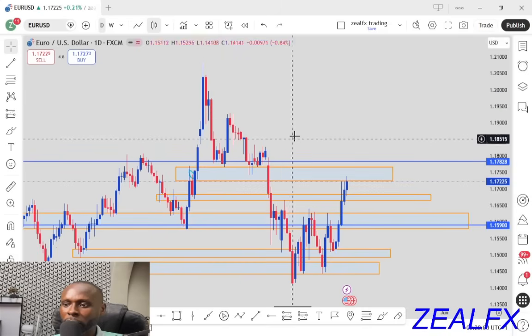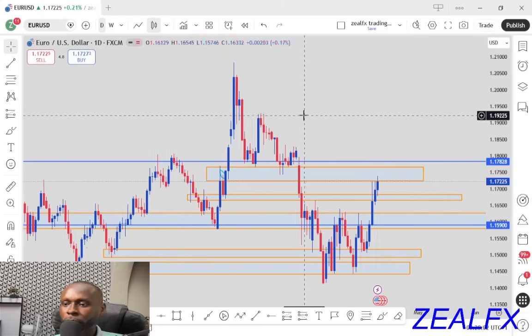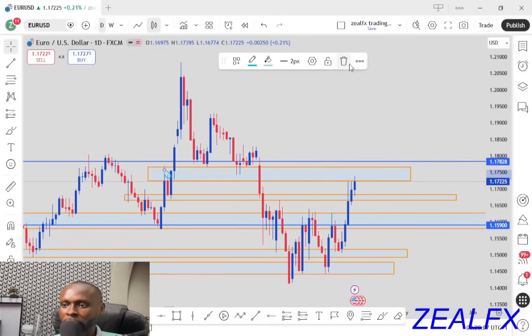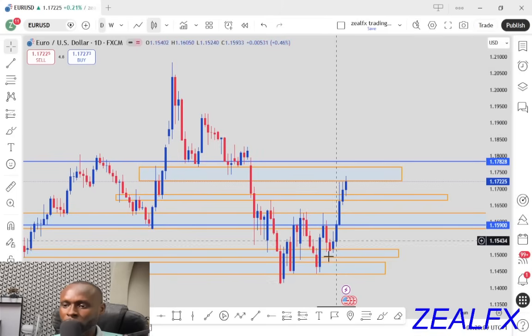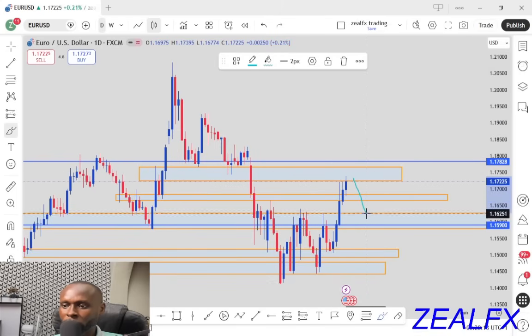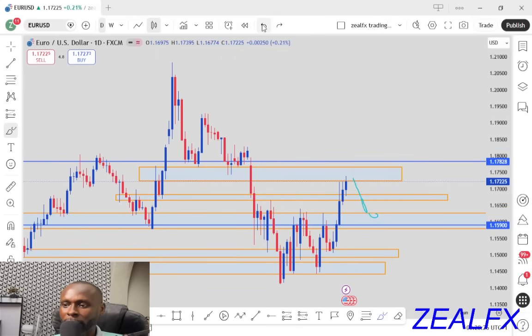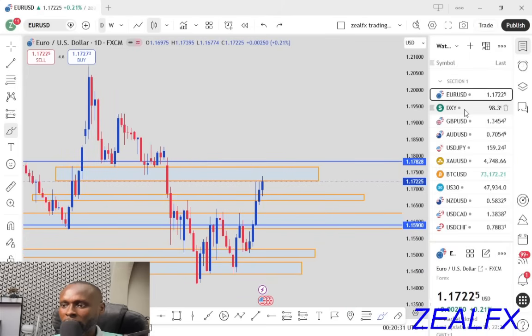So let's go to the daily chart of the Euro USD. So long as price closes on this support level on the Euro USD, our job is to sell the Euro USD from this resistance level to this support level or this support level. Then if we see price fail to break this level down, we'll start looking for possible buying opportunity to the top for the Euro USD. So let's look at our next pair, which is the dollar index.